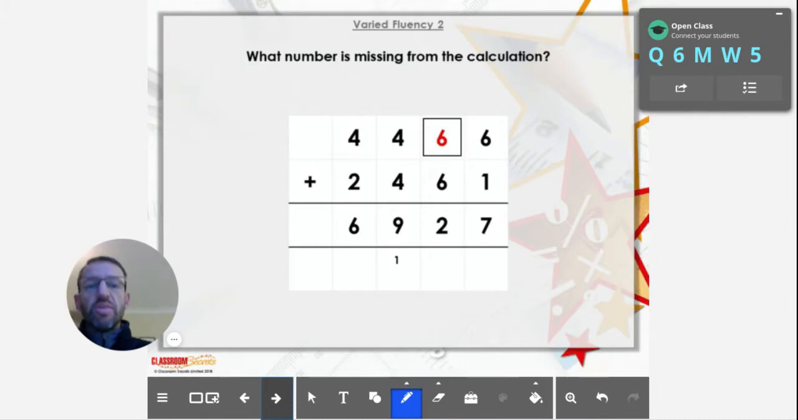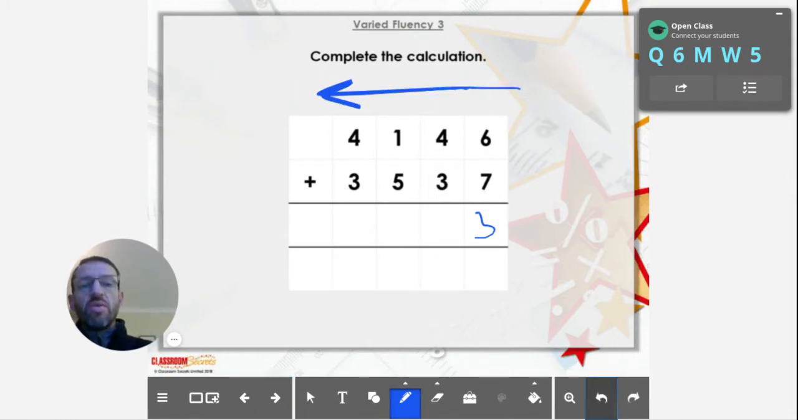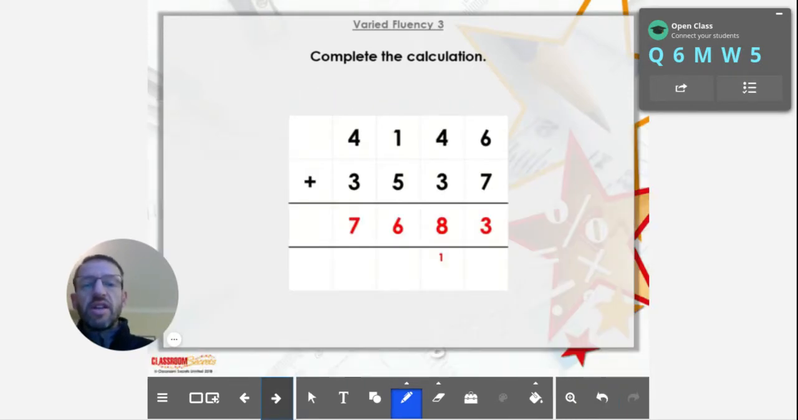Different type of question you might get is just a simple, straightforward cross. Starting with the 6 and the 7, 13, don't forget to carry. It doesn't matter whether you put the 1 underneath there or whether you put the 1 on top, as long as you remember to put it there. 8, and so on, we work through to get the answer, 7,683.